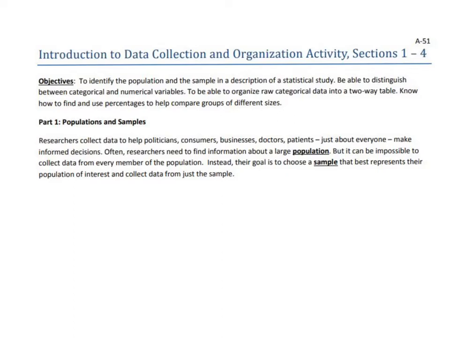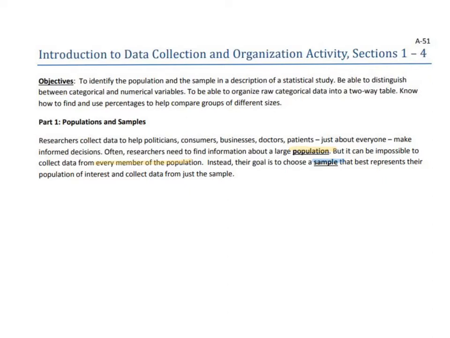So we're going to read through this right now. It says, researchers collect data to help politicians, consumers, businesses, doctors, patients, just about everyone make informed decisions. Often researchers need to find information about large populations. So my first term that we want to look at is population. It can be impossible to collect data from every member of the population. Instead, their goal is to choose a sample that best represents the interest and collect the data from just the sample.